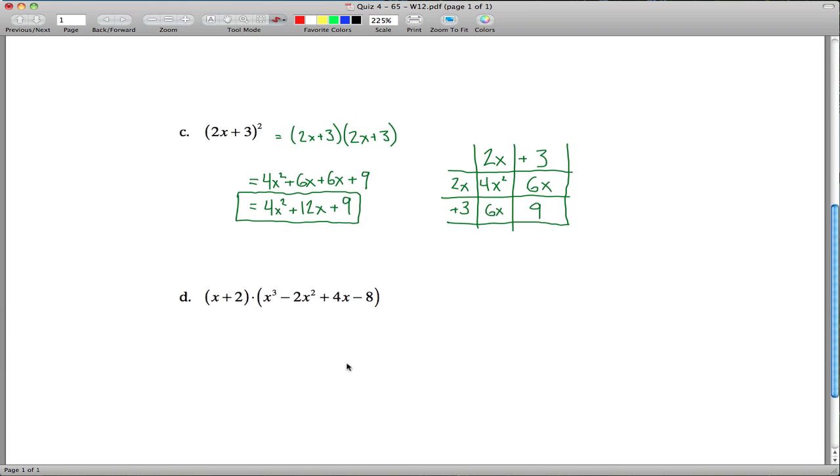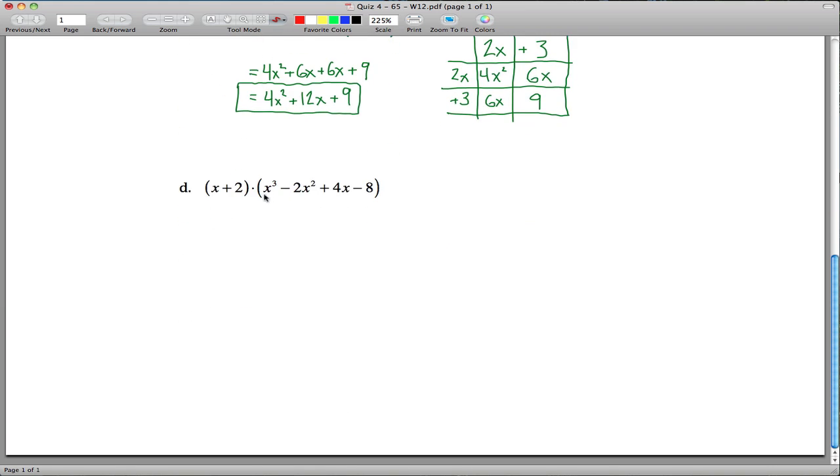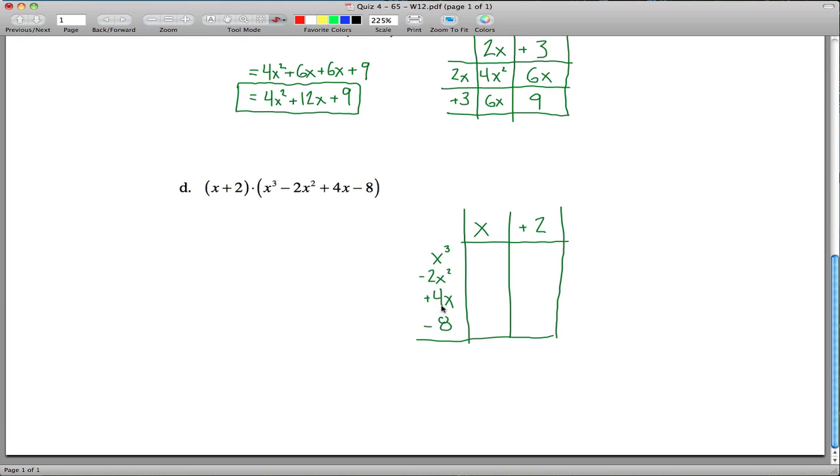All right, and then finally part D. It looks worse, but I don't think it's any harder than part C. You just do this grid thing again. Maybe we'll throw the x and the plus 2 up here. And then over here we've got an x cubed, negative 2x squared, a positive 4x, and a negative 8. And so if I sloppily make a grid, I end up with something like this. And now I can fill in all the boxes.